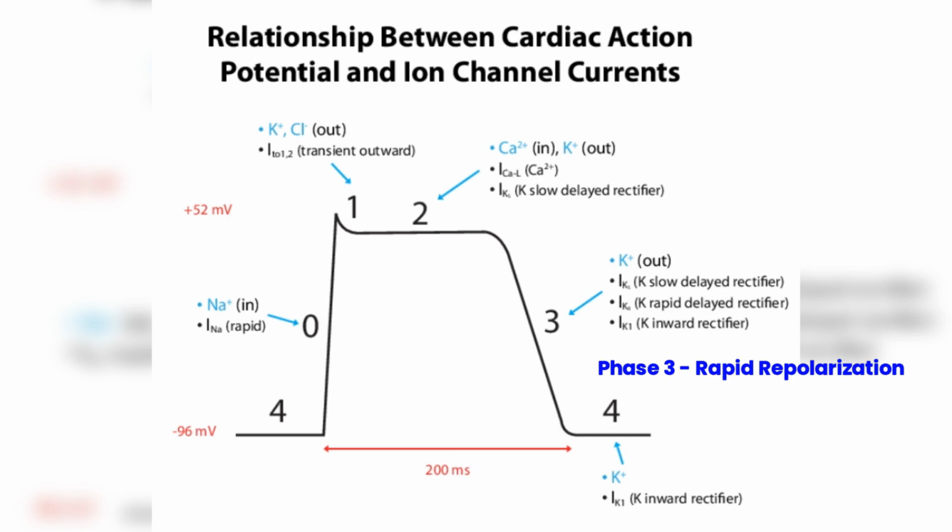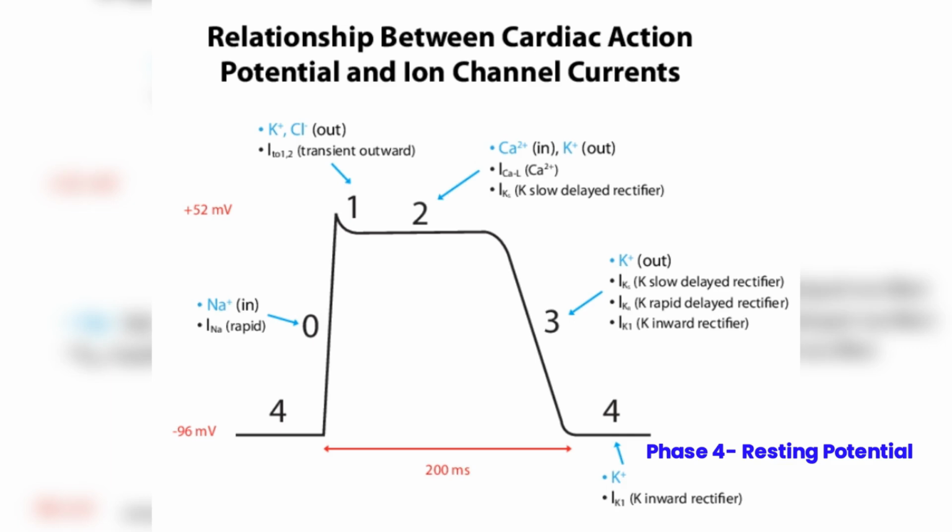Phase 3. Rapid repolarization. In this phase, voltage-gated potassium channels open further, allowing a large efflux of potassium ions out of the cell. This causes the membrane potential to rapidly repolarize back to its resting state. Phase 4. Resting potential. The cell returns to its resting membrane potential, ready for the next action potential.